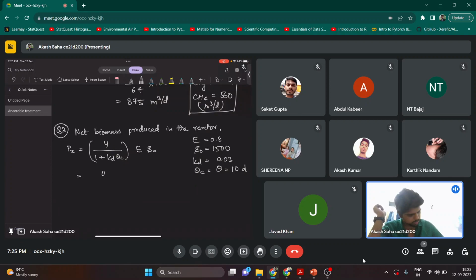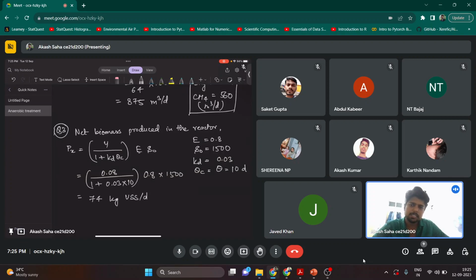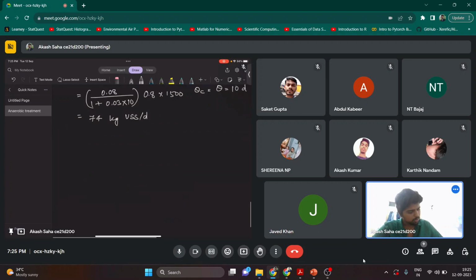These are all the values. I will just simply substitute them. 0.08 divided by 1 plus 0.03 into 10, into 0.8 into 1500. So this will become 74 kg VSS per day. So with the information given to us, we found that the net biomass produced in the reactor is 74. Some part of COD is being converted into biomass. Now when we find the volume of methane, we will simply subtract it from the earlier value.